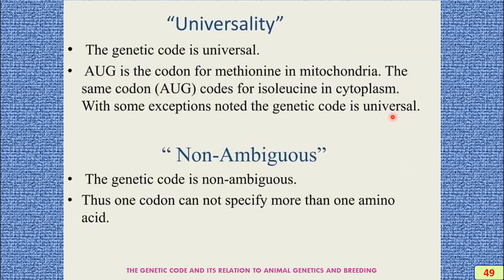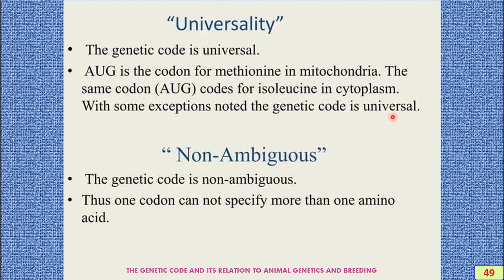Then universality means the genetic code is universal. AUG is the codon for methionine in the mitochondria, whereas the same codon AUG codes for isoleucine in the cytoplasm. In the mitochondria it produces methionine, and in the cytoplasm isoleucine, but with some exceptions noted, the genetic code is universal.